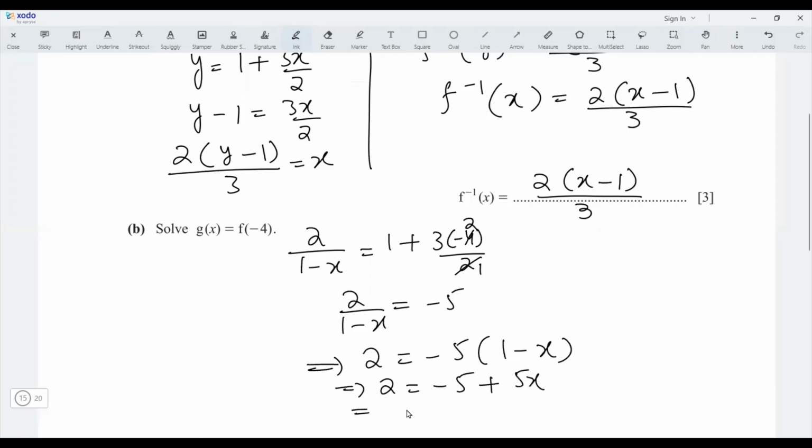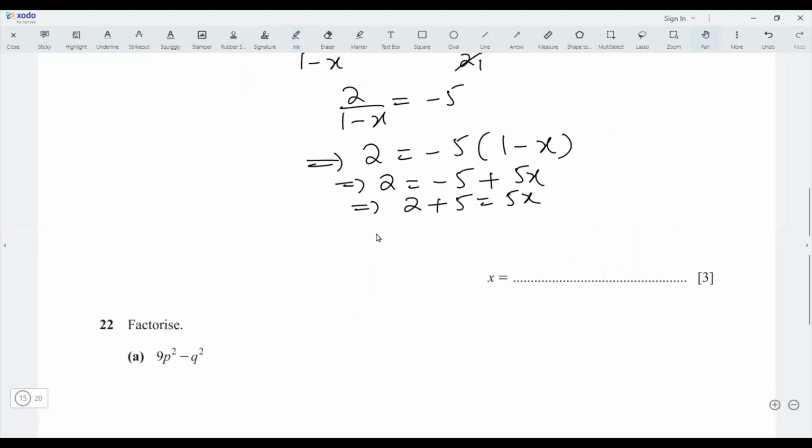So bringing that 2 to the other side, 2 plus 5 equals 5x. So 2 plus 5 is 7. So 7 over 5 equals x, or we can write down 7 over 5, or we can say 1 whole 2 by 5. Both are the correct answers.